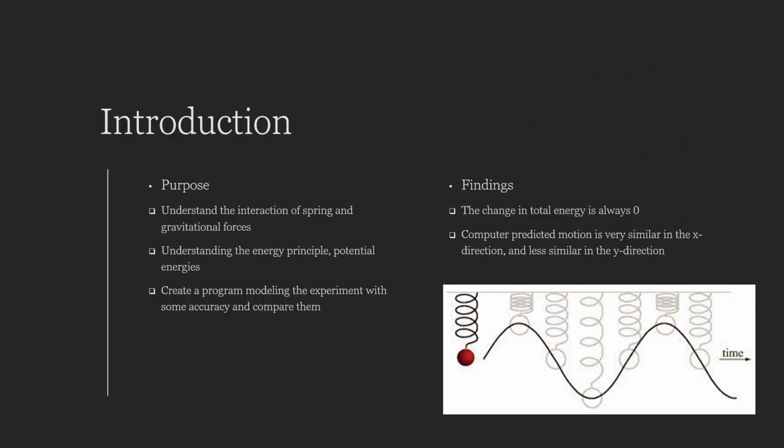Looking at the purpose of this lab, we are trying to demonstrate how spring and gravitational forces interact with each other. We're also going to see how the energy principle works with forces of potential energy. Finally, we are going to create a program that predicts the motion of our spring based on only a few initial conditions and constants. Looking towards the end of the lab, we will see how the change in total energy is always zero, while comparing motion plots of our program to the actual experiment.